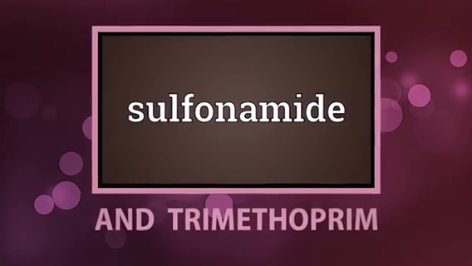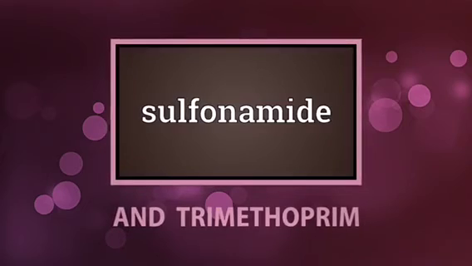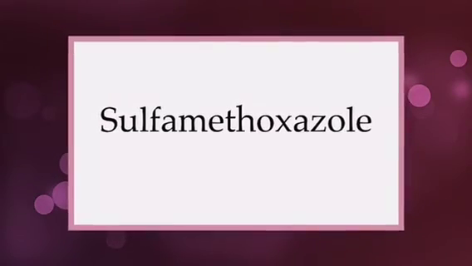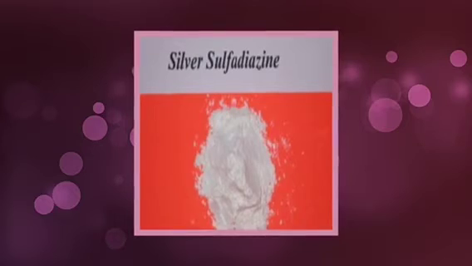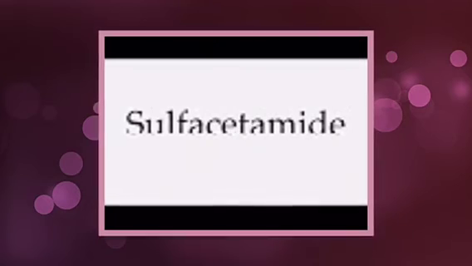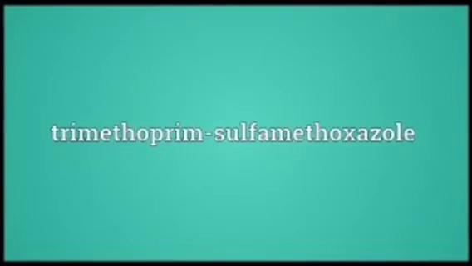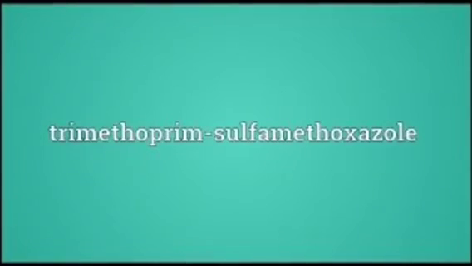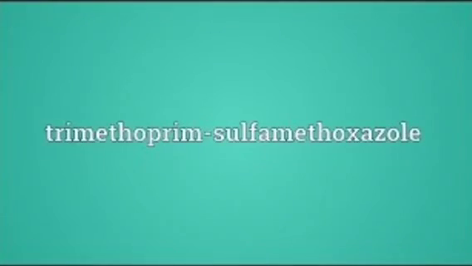Drug examples of sulfonamides, with the combinations of trimethoprim, are: number 1, sulfamethoxazole. Number 2, sulfisoxazole. Number 3, silver sulfadiazine. And number 4, sulfacetamide. Spectrum is broadened with the addition of trimethoprim. The sulfamethoxazole-trimethoprim combination is commonly used.